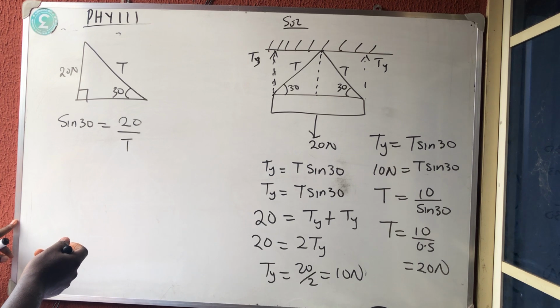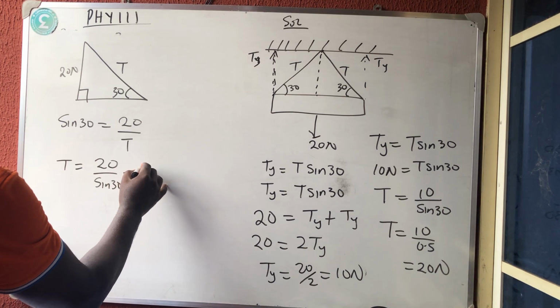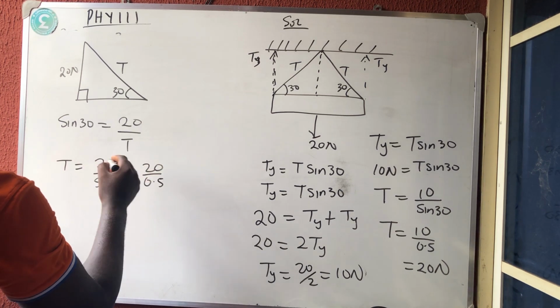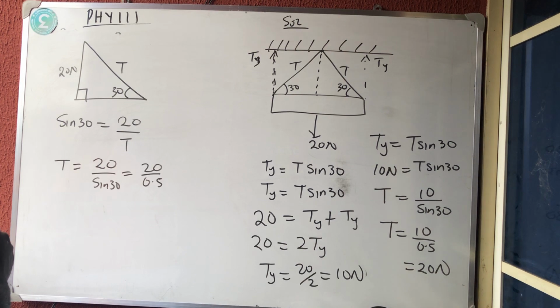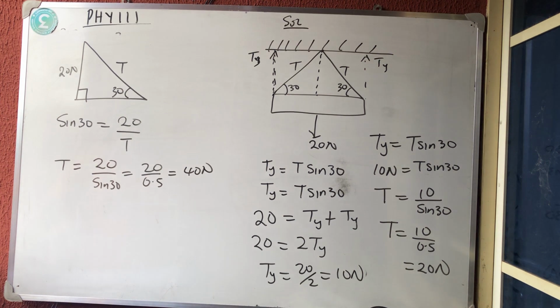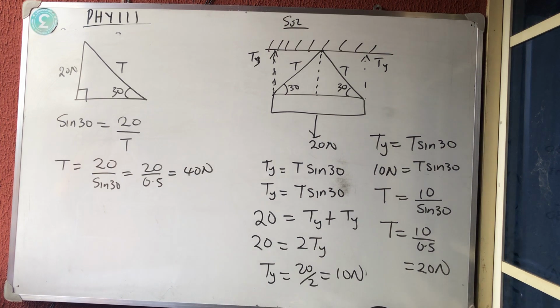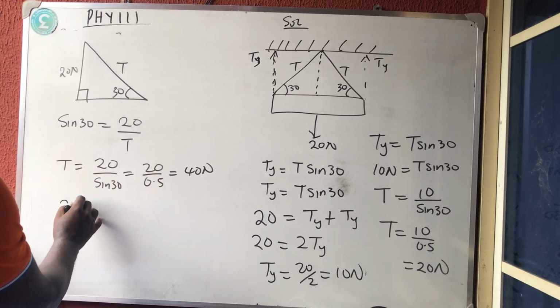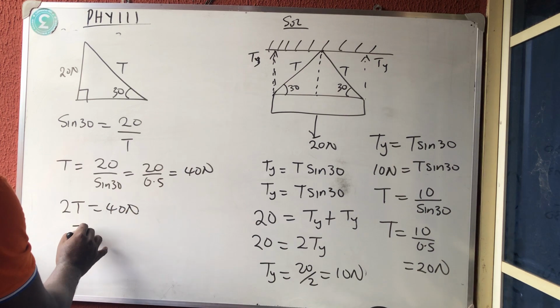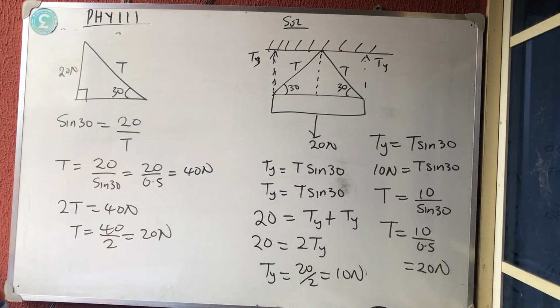So what do we have? We now have that T is equal to 20 over sine 30, which is 20 over 0.5, which is equal to 40 Newton. So how did we get 40 Newton? This is 40 Newton and it's for the two of them. So 2T is that 40 Newton. So T is now 40 divided by 2, which is 20 Newton. Okay, so that is that.